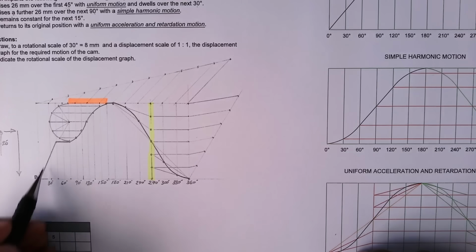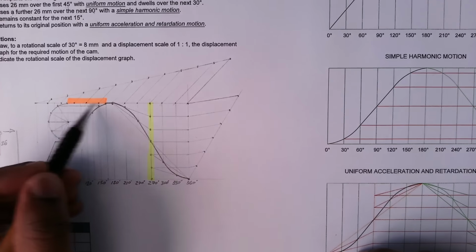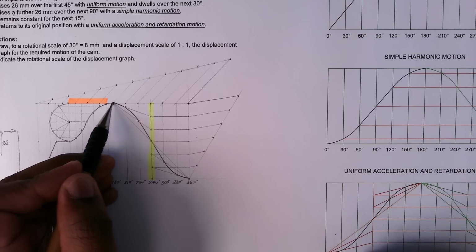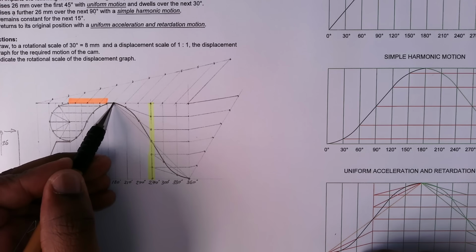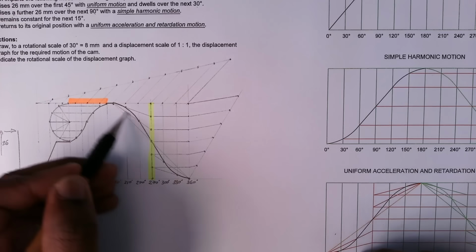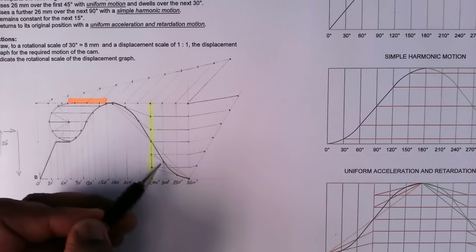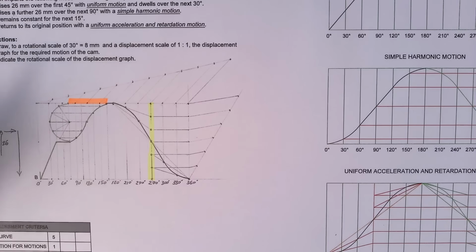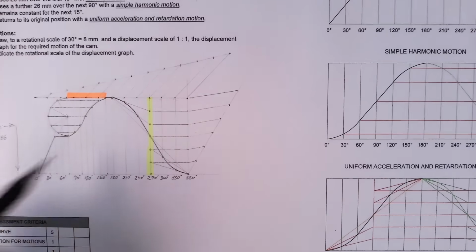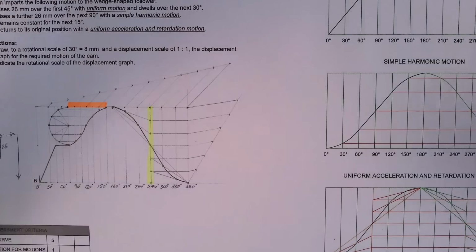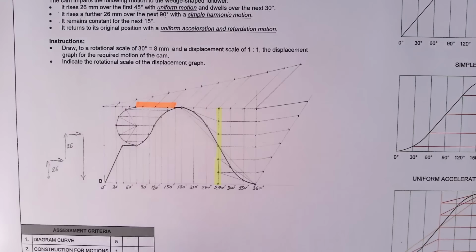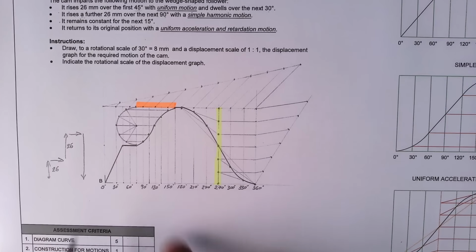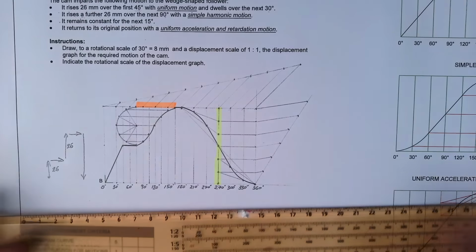So this is the complete displacement diagram. As you can see, I have the simple harmonic motion from here to there, and then I'll also have a dwell period there, and I also have the last part, which is the uniform acceleration and retardation motion, right? And then the first part, it was the uniform motion. All right, so now I will have to indicate, remember the instructions, the rotational scale of the displacement graph, so I'll just type it there.